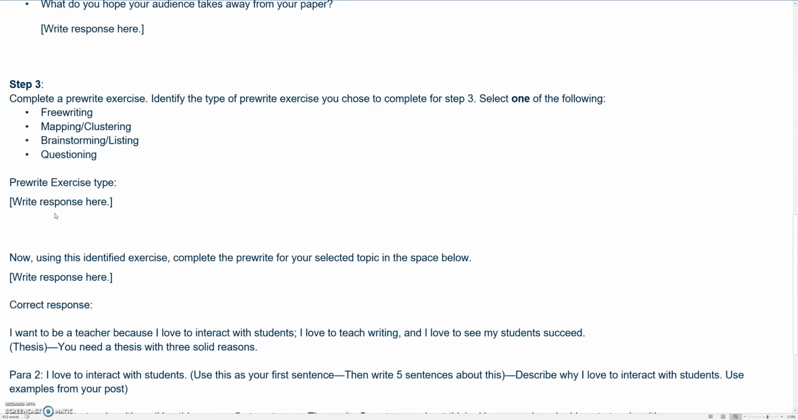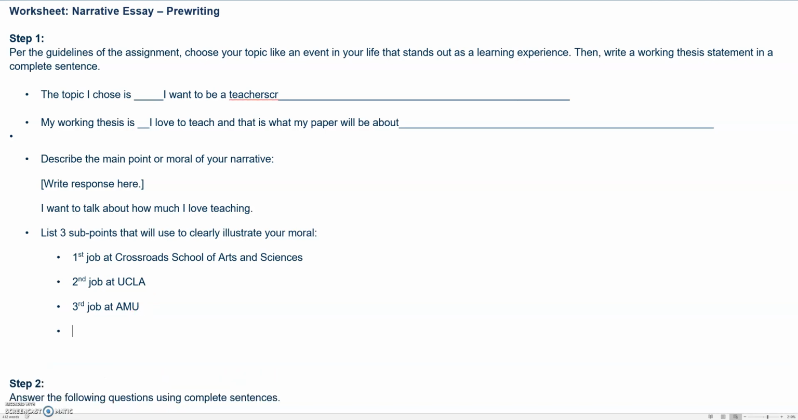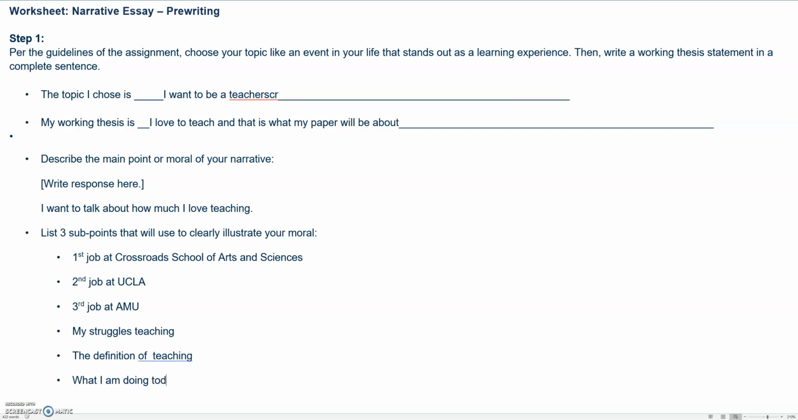Many students made this kind of a mistake where they just said, I'm just going to write about this. And then they wrote a story of, oh yeah, this is my journey into teaching. These are my struggles of teaching, and so on and so forth. That was another mistake students made. Some students would write something like my struggles teaching, or the definition of teaching, what I am doing today.